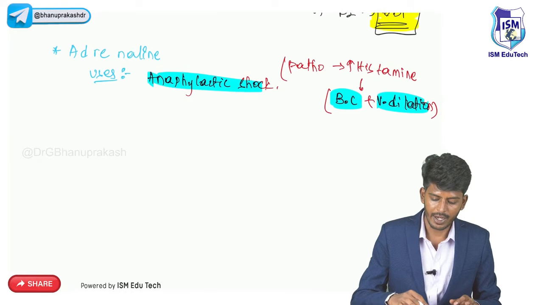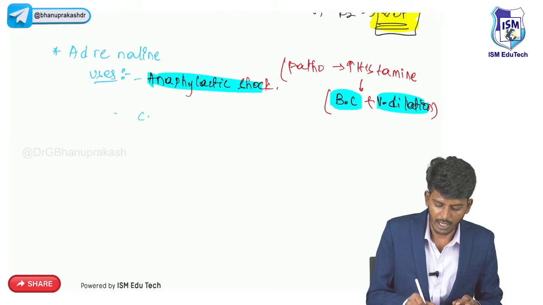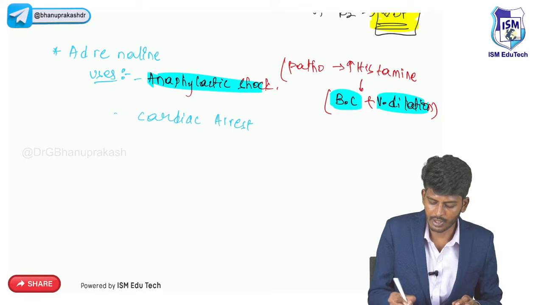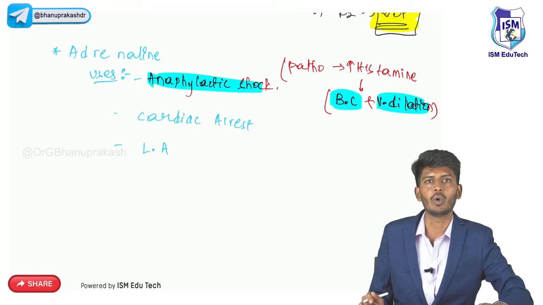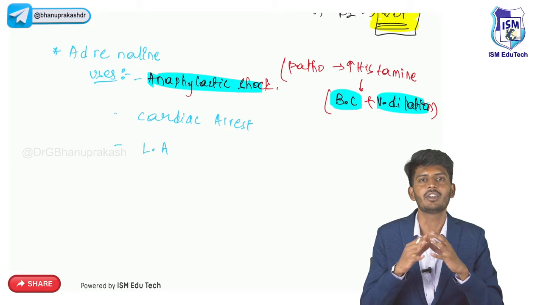Now adrenaline has one more use. It can also be used in cardiac arrest. It can also be combined with the local analgesic. But this effect will be dose dependent. And what are the doses? We will learn about it after a short break. All right.